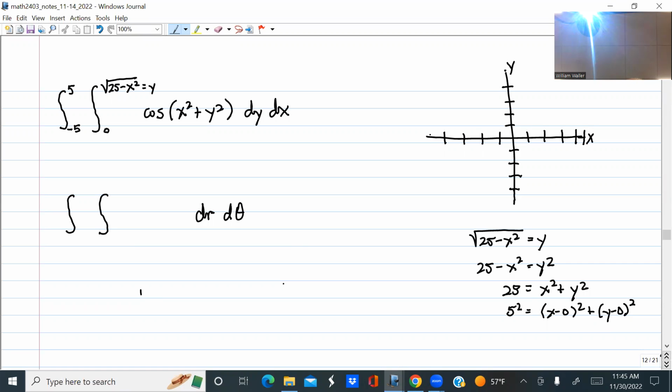I didn't quite draw my axes here big enough before class. So the radius there is 5. So this curve looks like the top half of a circle. And you don't have to draw it beautifully. And I'm certainly not going to draw it very nicely, right? Okay.